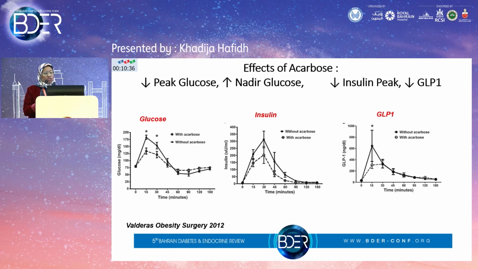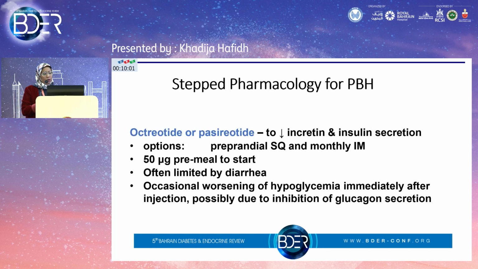And here again, I show you the glucose peaks. The dark lines are the patients with acarbose, and the dotted dash lines are the ones without the acarbose. And you can see there again, your glucose levels are much lower with acarbose. The insulin levels also are lower with the acarbose, and your GLP-1 levels also, there's blunting of that spike with the use of acarbose.